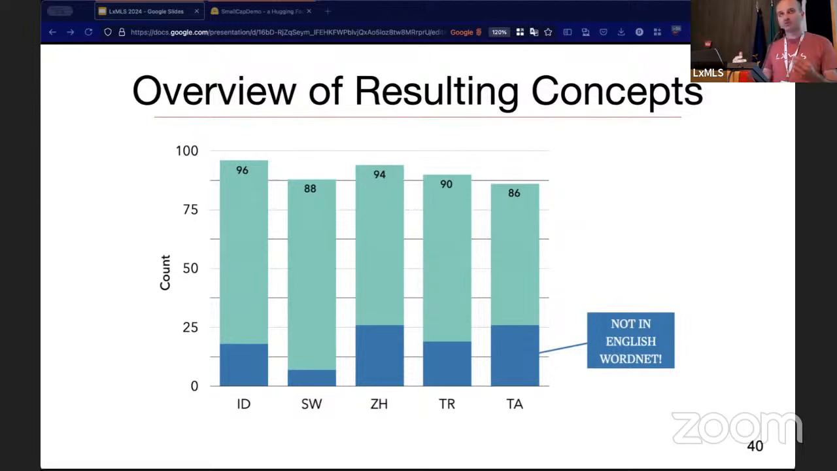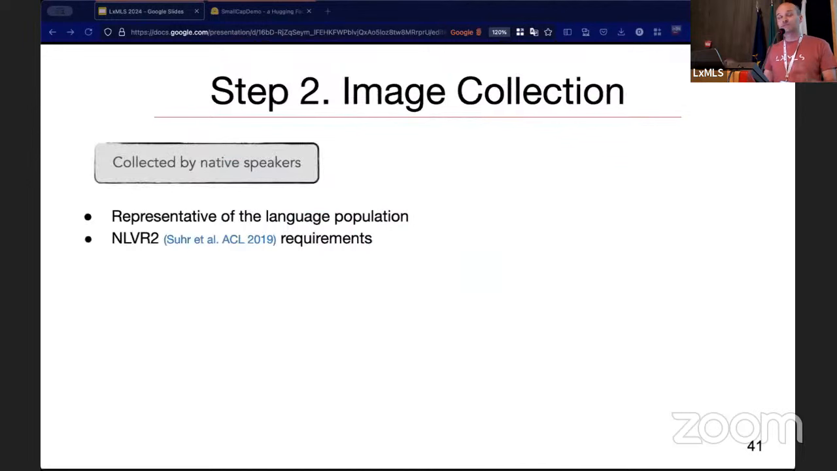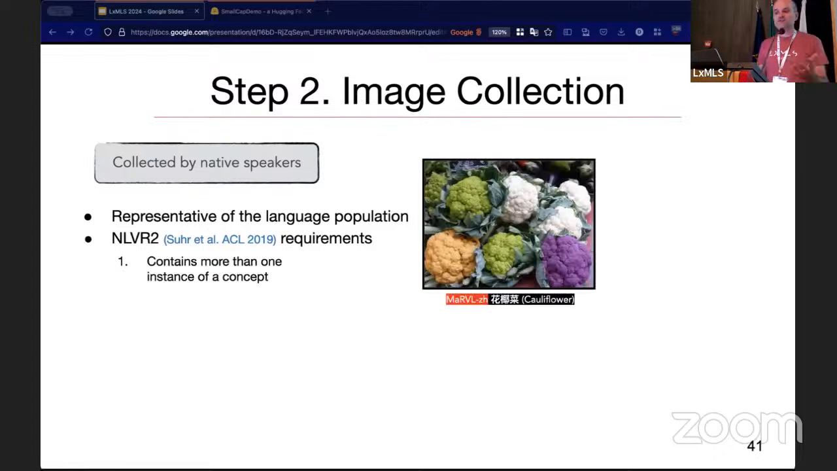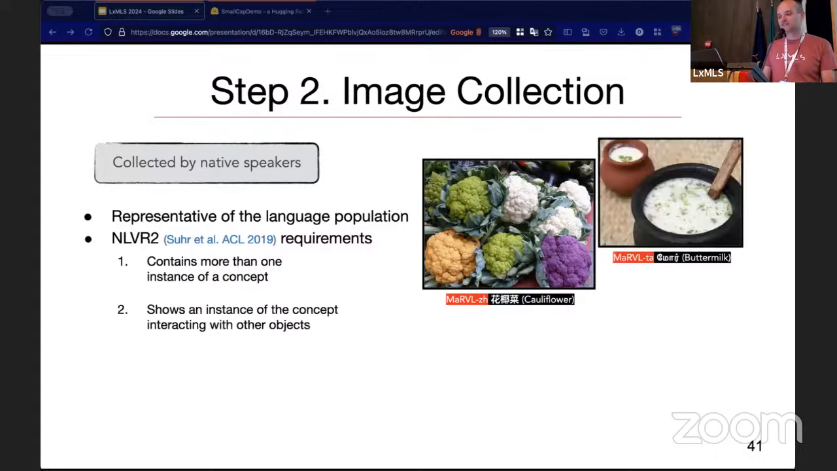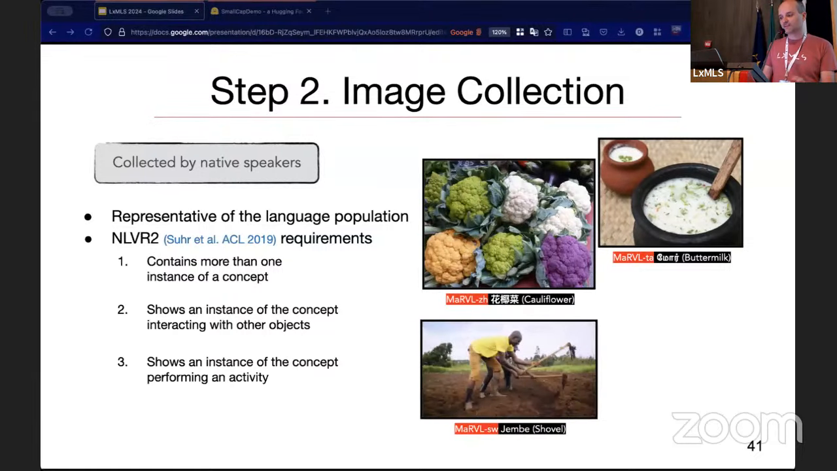So we're already going to be creating data that will do something quite fundamentally different in our modeling space. After we have these concepts, we then want to collect images because we're interested in vision and language learning after all. This is also performed by native speakers, where the image should ideally contain more than one instance of the concept. For example, this bounty of cauliflowers, or perhaps the object should be interacting with other objects in the image. For example, this act of preparing buttermilk collected by Tamil speakers.